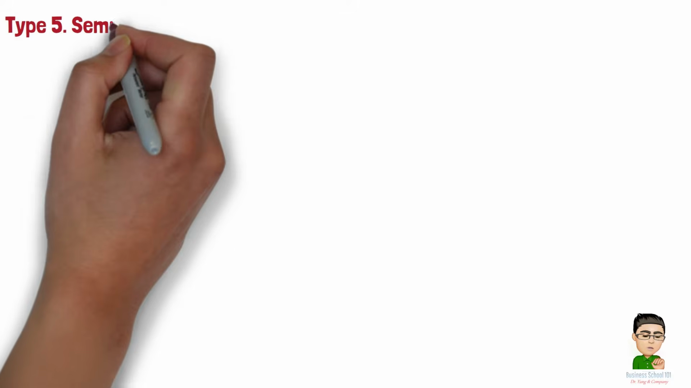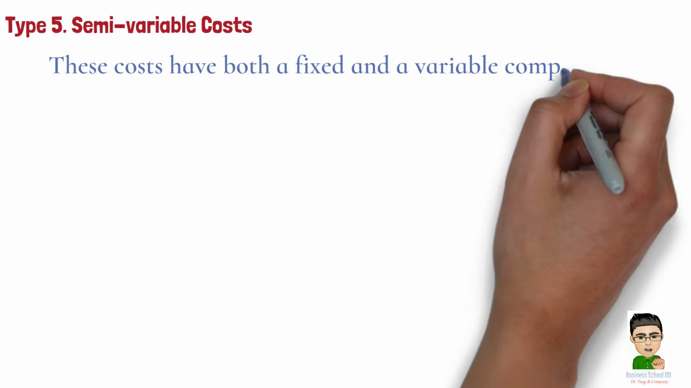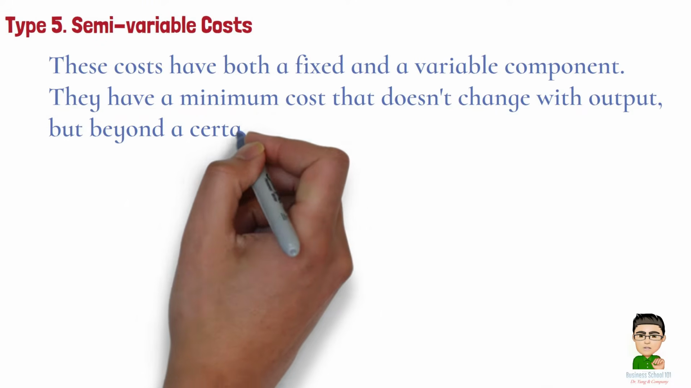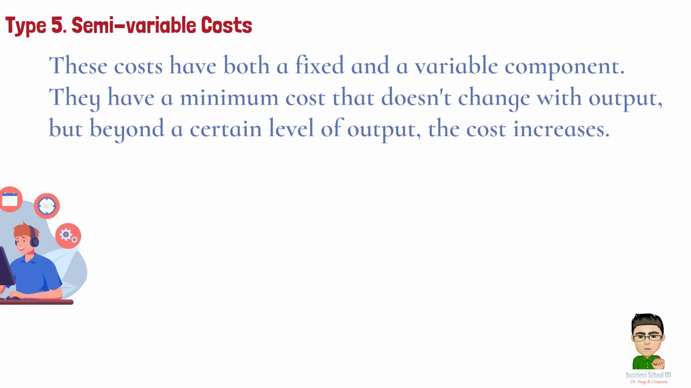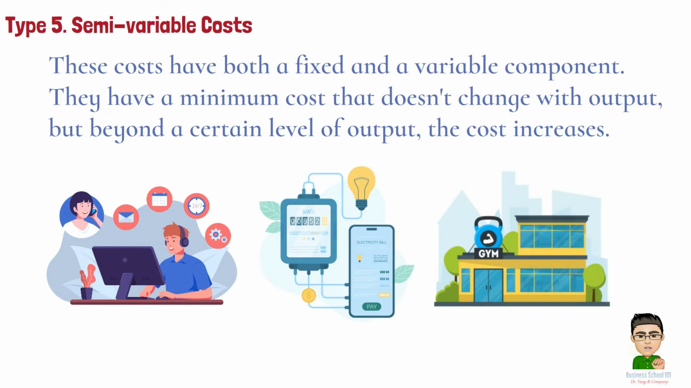Type 5. Semivariable costs. These costs have both a fixed and a variable component. They have a minimum cost that doesn't change with output, but beyond a certain level of output, the cost increases. Example 1. A call center has a base cost for operation plus a per-call charge, making the cost semi-variable. Example 2. An electricity bill for a gym might have a flat rate plus a per-unit charge based on usage, which could increase with more equipment use.